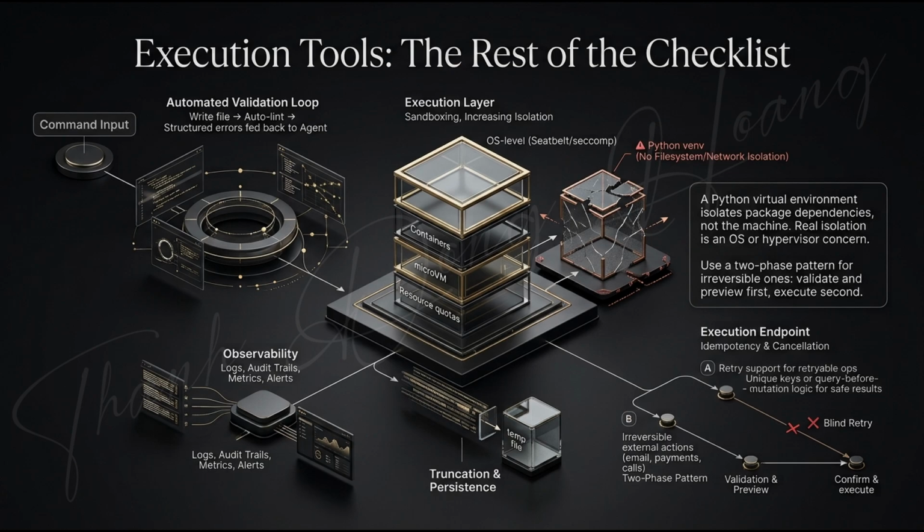The rest of the execution checklist. A few more essentials for execution tools. Automated validation. When a file gets written, immediately run a linter and feed structured errors straight back to the model. Truncate and persist long outputs. Keep the head and tail, save the full thing to a file, and tell the model how to read more.